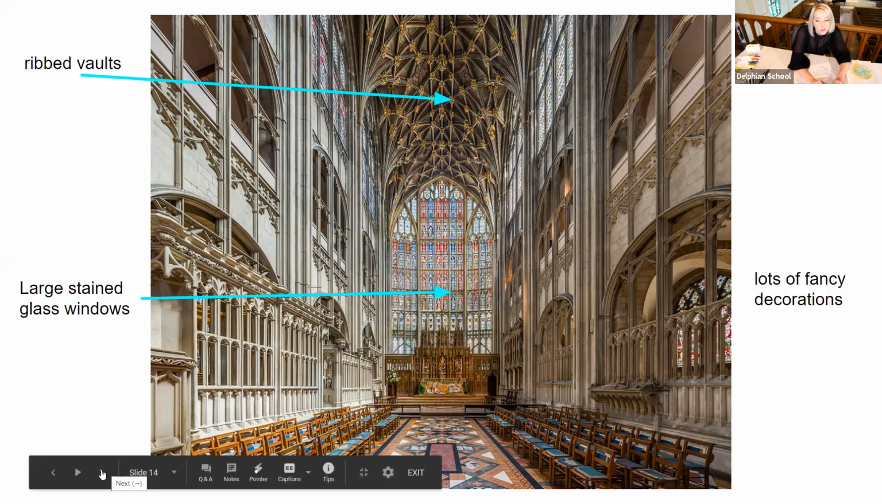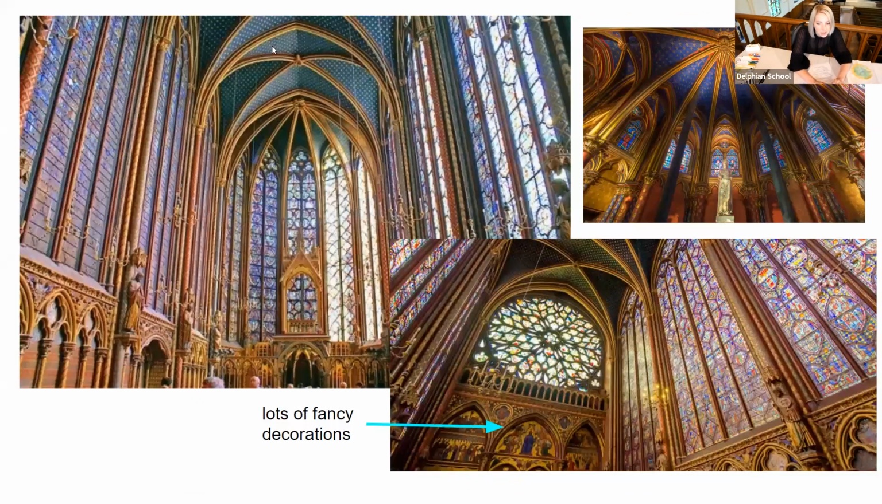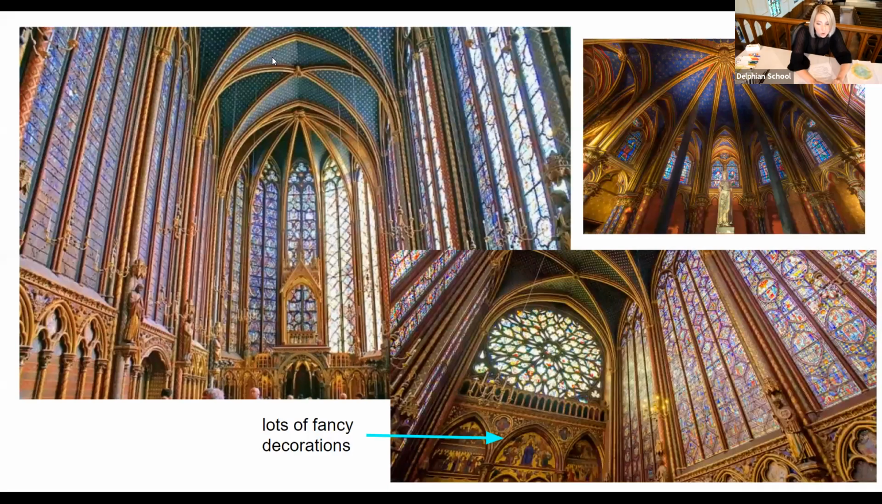Here you can see some more ribbed vaults. And this one's a really cool ribbed vault. The whole ceiling has been painted, and it's magnificent, the amount of color that they were able to get in there. And these stained glass windows are really fancy. Another thing about Gothic architecture is they brought in a lot of fancy details. You can see a lot of fancy decorations inside of this cathedral.